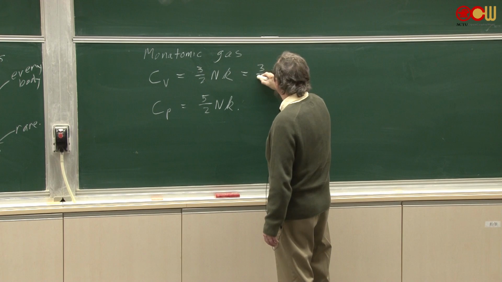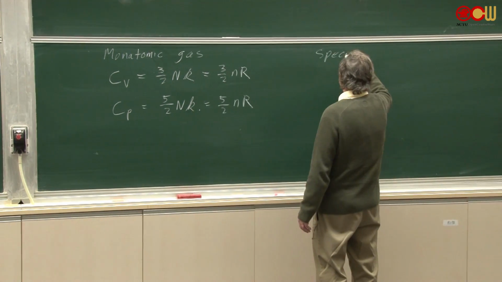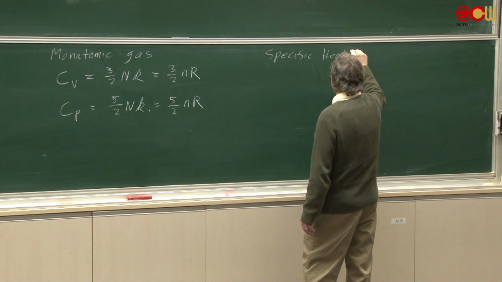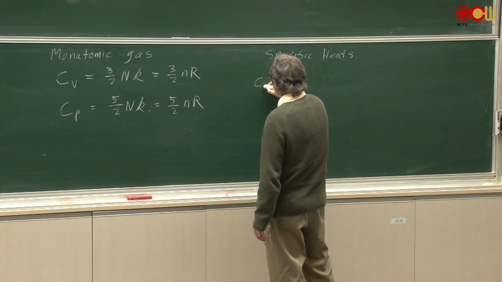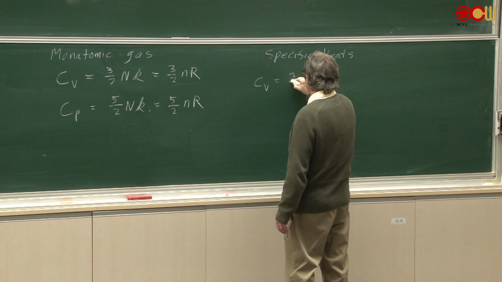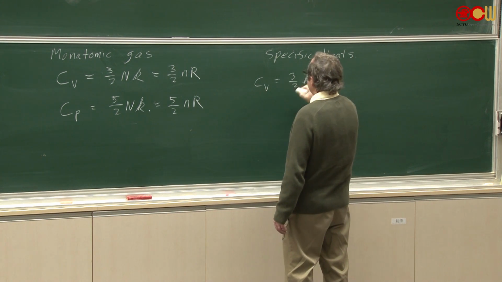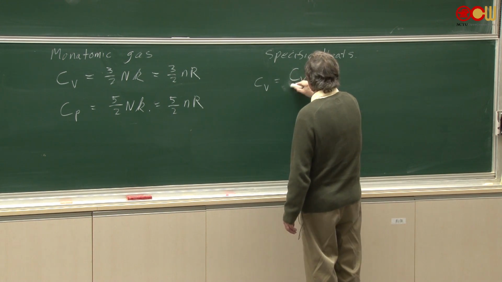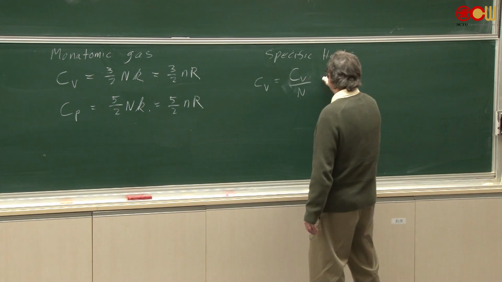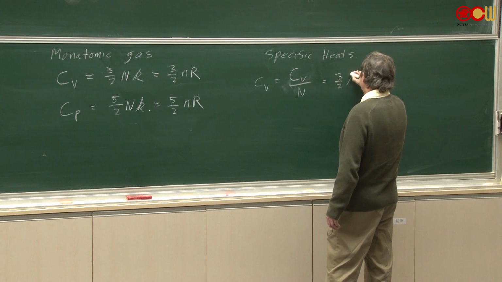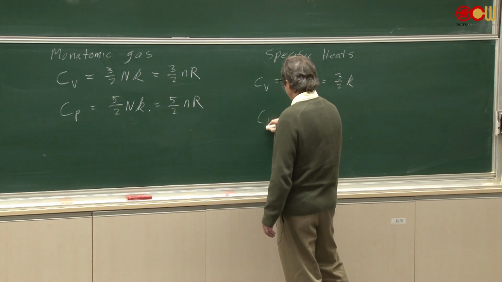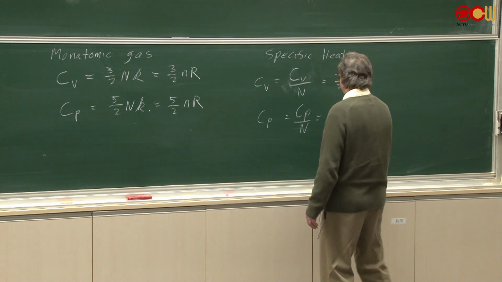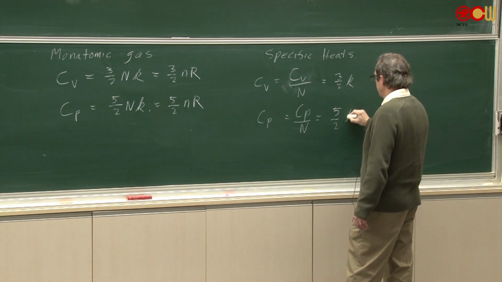And depending on your units, you can also write this. All right, then the specific heats you can write in different ways. You can have CV is 3/2 K. All right, let me write what that is. CV over N, so that's 3/2 K. CP equals CP over N, that's 5/2 K.